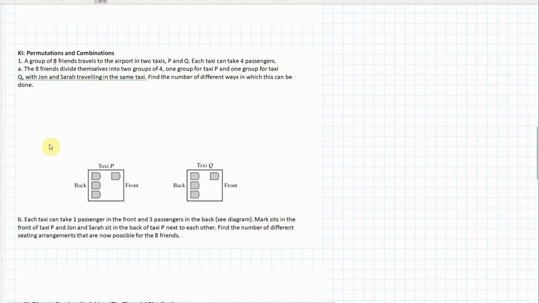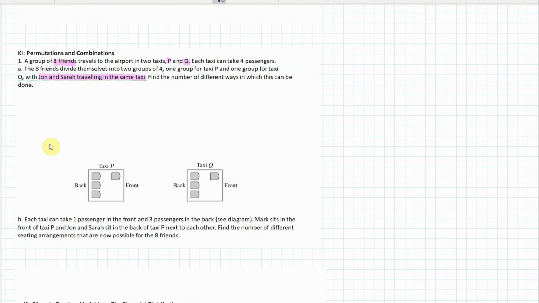We've got 8 friends travelling to the airport in 2 taxis. We've got P and Q. Each taxi can take 4 passengers. The 8 friends divide themselves into 2 groups of 4, one group in taxi P, one group in taxi Q, with John and Sarah travelling in the same taxi. Maybe they're keen on each other, I don't know. Find the number of different ways in which this can be done. Okay, so John and Sarah have to be together.